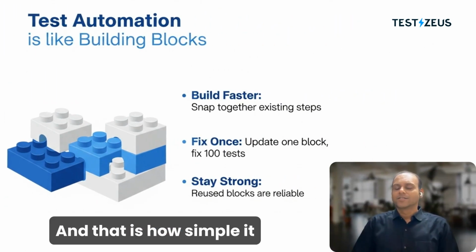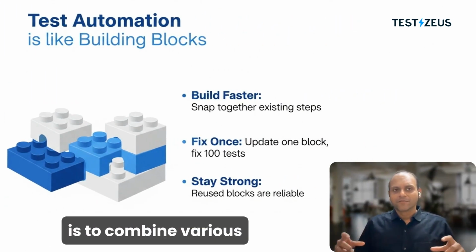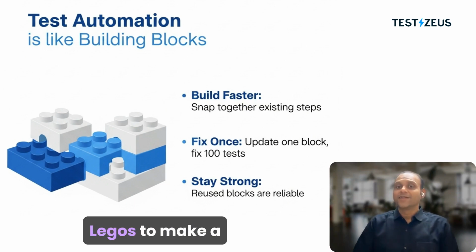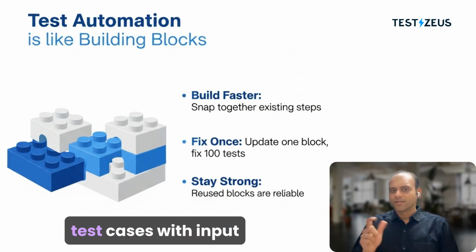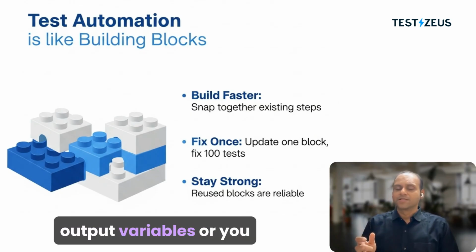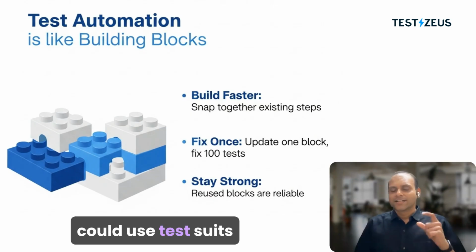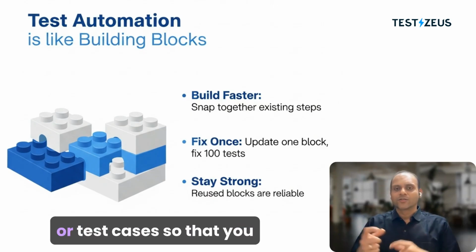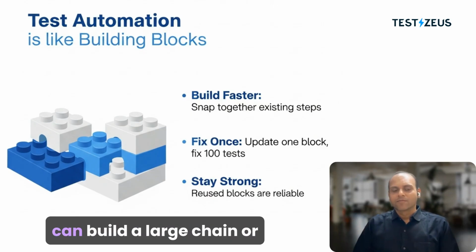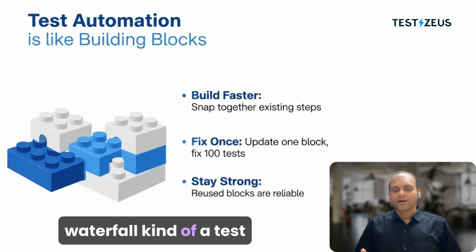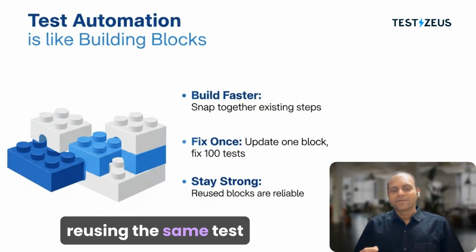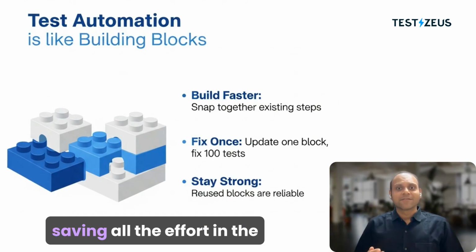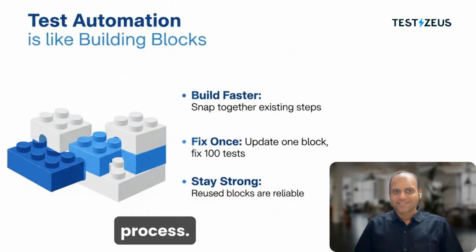And that is how simple it is to combine various building blocks, just like Legos, to make a comprehensive test suite. You can use individual test cases with input output variables, or you could use test suites talking to other test suites or test cases so that you can build a large chain or waterfall kind of a test execution pattern by reusing the same test cases or test suites and saving all the effort in the process.